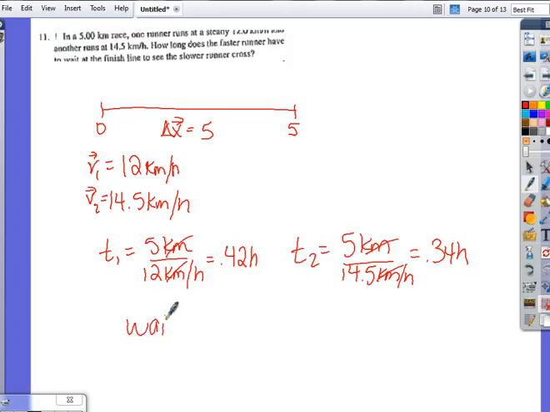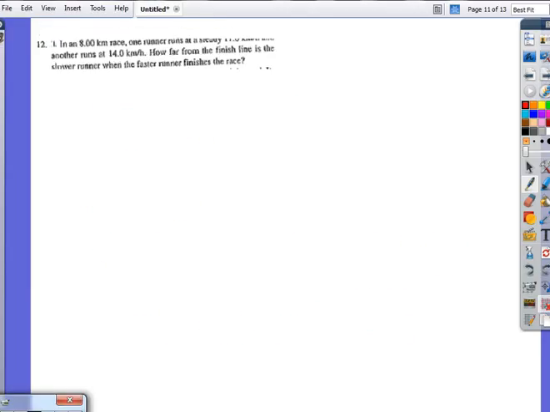After the math, you see that the winner is going to have to wait 0.08 hours, or about 4.8 minutes. For this problem, it's still the same idea.